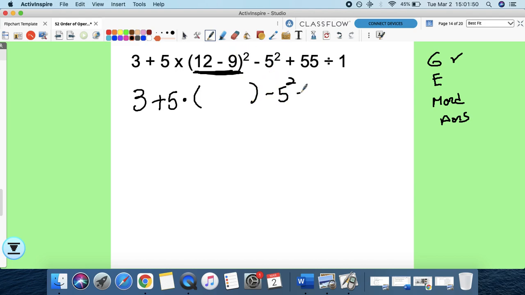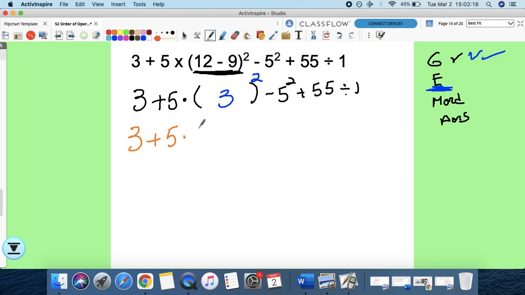Don't touch, don't do anything. So 12 minus 9 is 3. Oh, and don't forget the exponent. All right, so is there anything else to do inside the parentheses? No, so we're finished. All the groupings are done. Now, let's take care of the exponents. So 3 plus 5 times, and what's 3 to the second power?